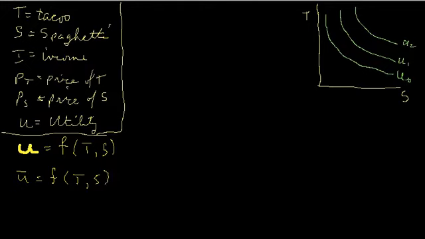So there may be another indifference curve here, for example, and that would correspond to the utility level U bar. So it's a function of T on the vertical axis and S on the horizontal axis. These aren't dependent and independent variables here because this is an implicit function. With this in mind, then we can define the thing called marginal utility.